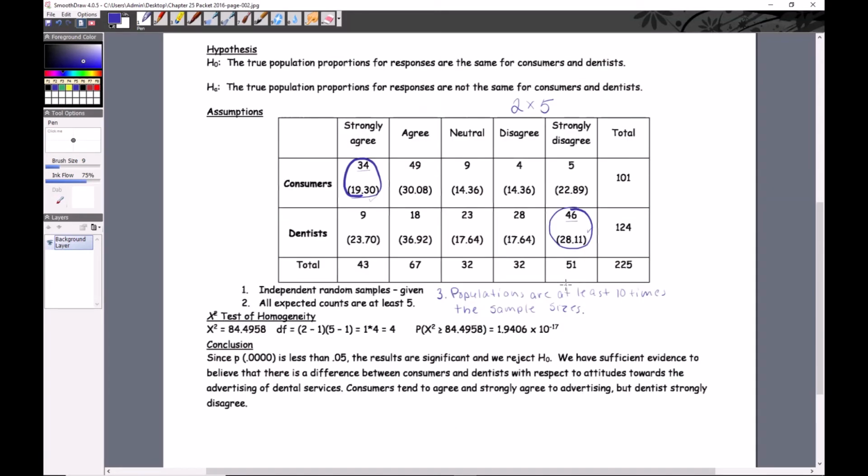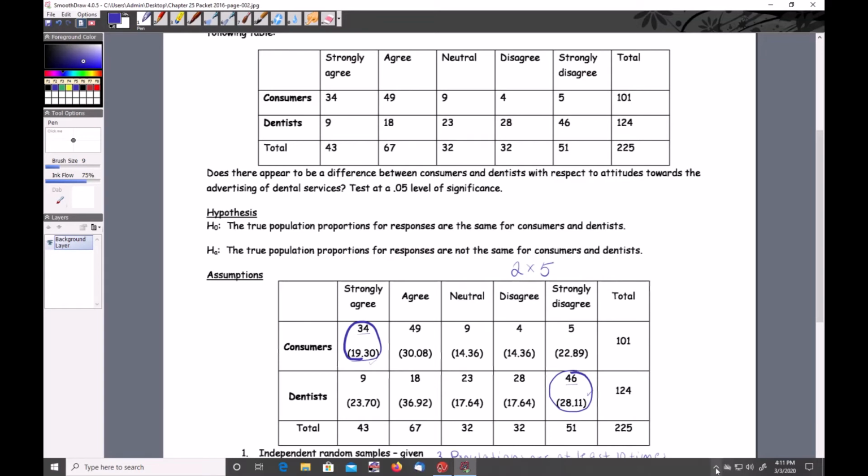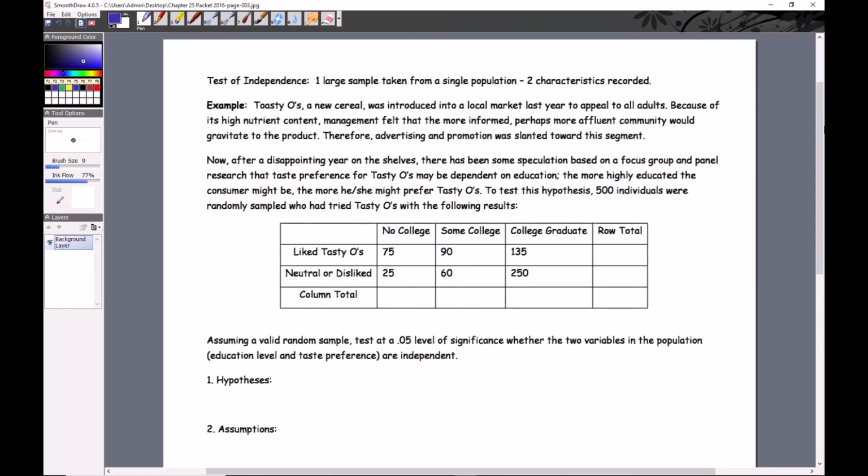All right? So there's your chi-square test of homogeneity. Hopefully it's pretty doable. Now I need to pause because we're going to do a test of independence next. All right, I'm back. So here's a chi-square test of independence.